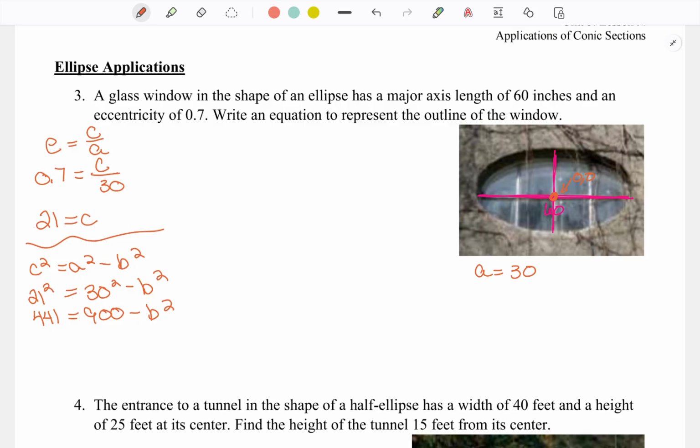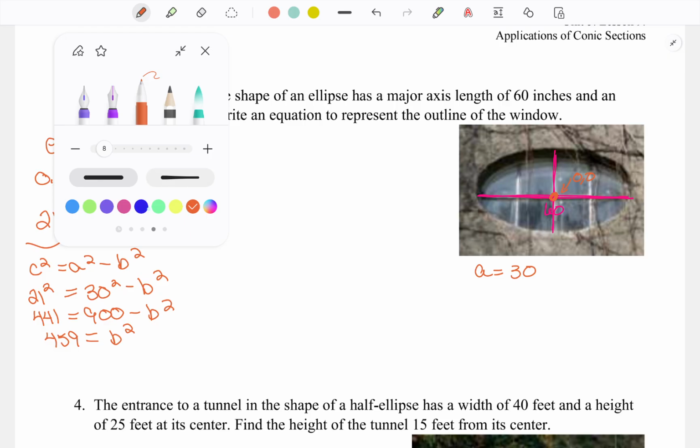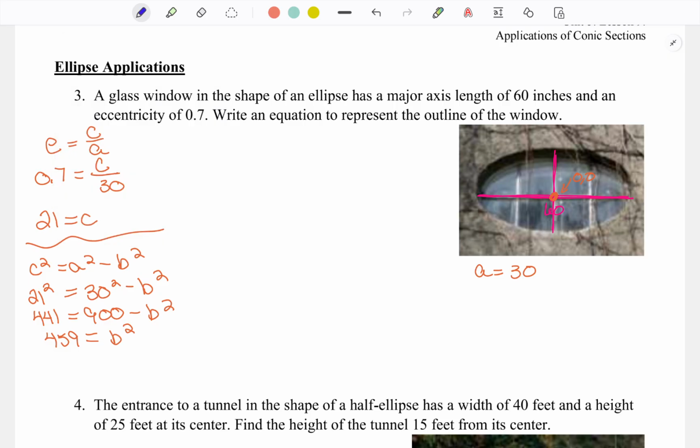And then we need to subtract. So that gets us 459 equals B squared. And honestly, we could just stop there, because if we go any further, we don't really need to, because we need our B squared to write our equation. So since our center is 0, 0, we're not going to add or subtract anything to x or y. So we have x squared over 900 plus y squared over 459 equals 1.